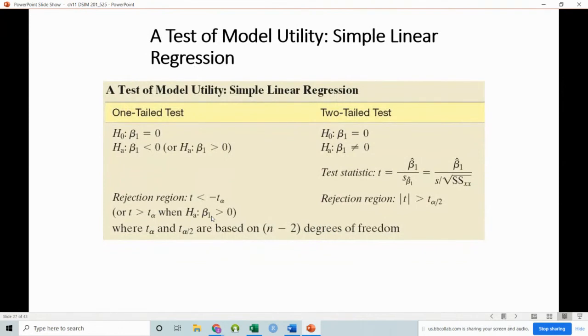So similarly to the hypothesis test we were doing about the mean, we can use regression to do hypothesis testing. And in both a one-tailed and a two-tailed test, our null hypothesis is that the beta 1 slope is 0. So what we're trying to test is whether or not there's any correlation between x and y, right? So if the slope is 0, that means it's not correlated.